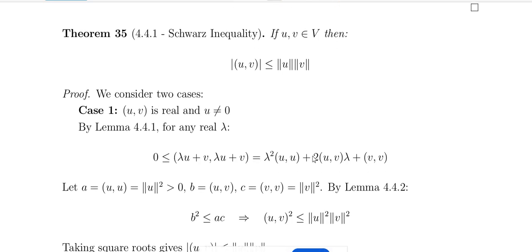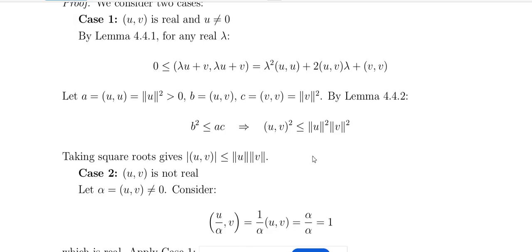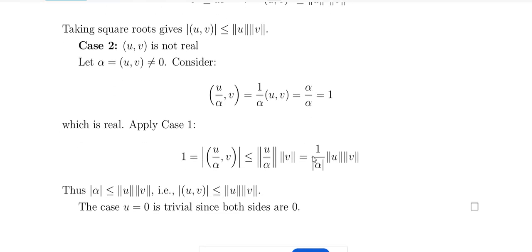This is called the Schwarz inequality theorem, the Schwarz inequality. If u comma v, for any two vectors u comma v belongs to V, then mod of inner product u comma v is less than or equal to norm of u times norm of v. That is very important. This is the Schwarz inequality. I'll skip the proof.